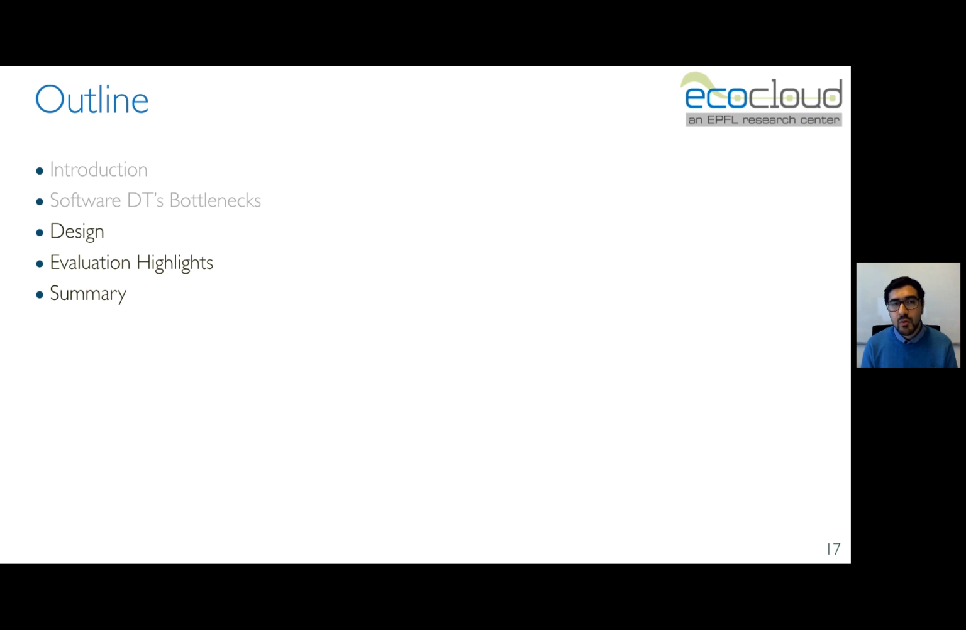So now that we know what data transformation is and why it's slow, I'll talk about our hardware-software co-design for rapid and flexible data transformation. Particularly, I'll try to answer these 3 questions. What interfaces should the accelerator have with the software and the server system? Where should the accelerator reside in the server? And what components should be the building blocks of this accelerator?